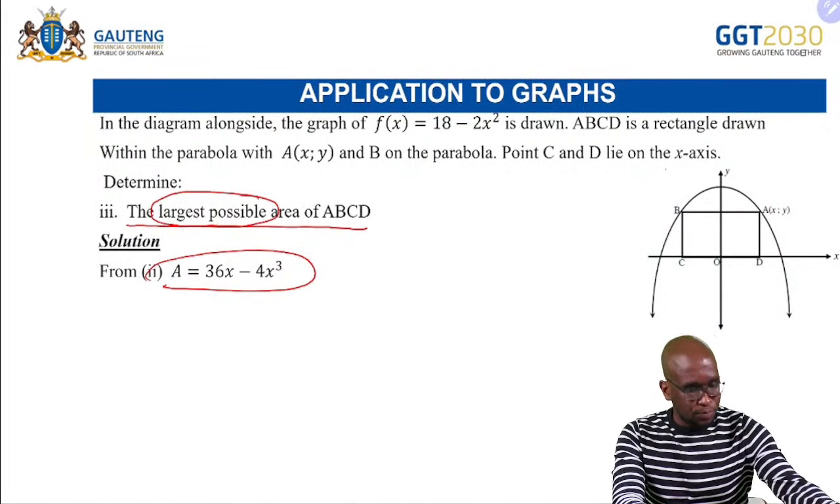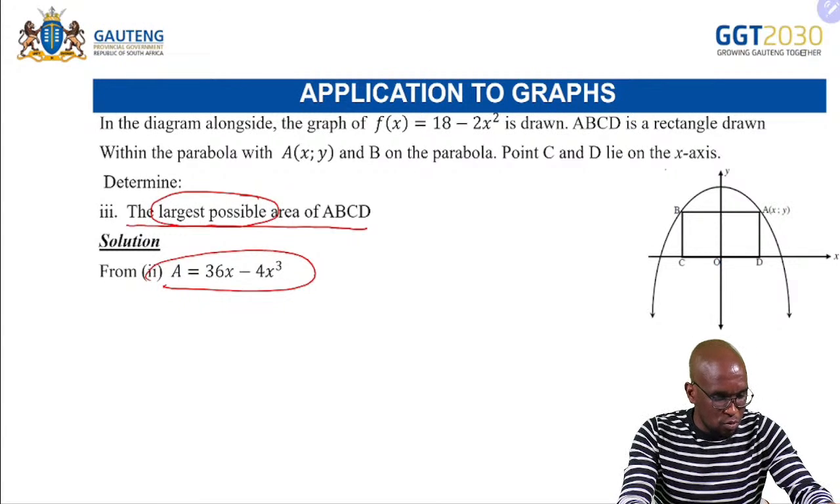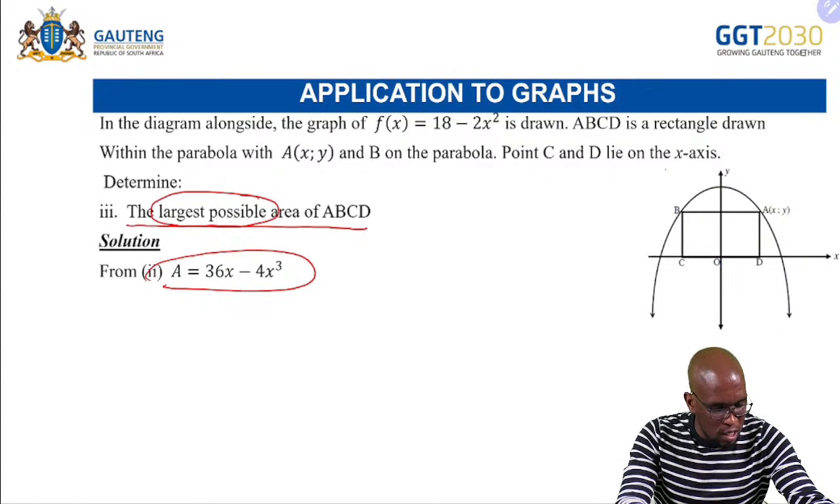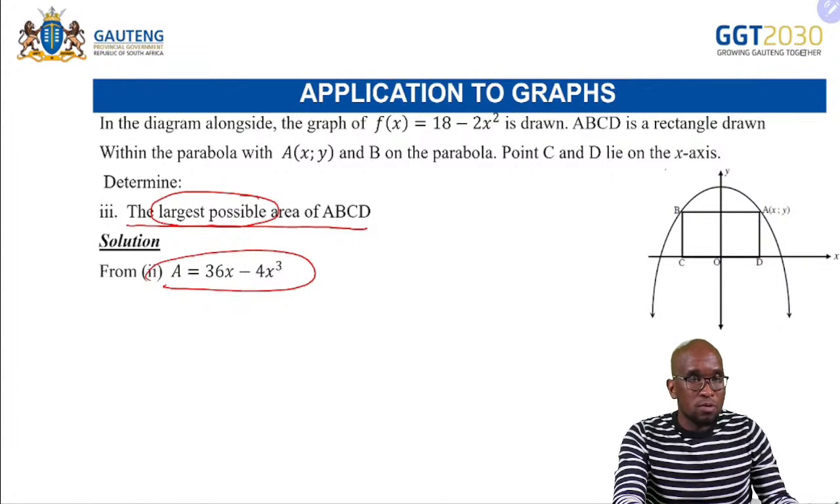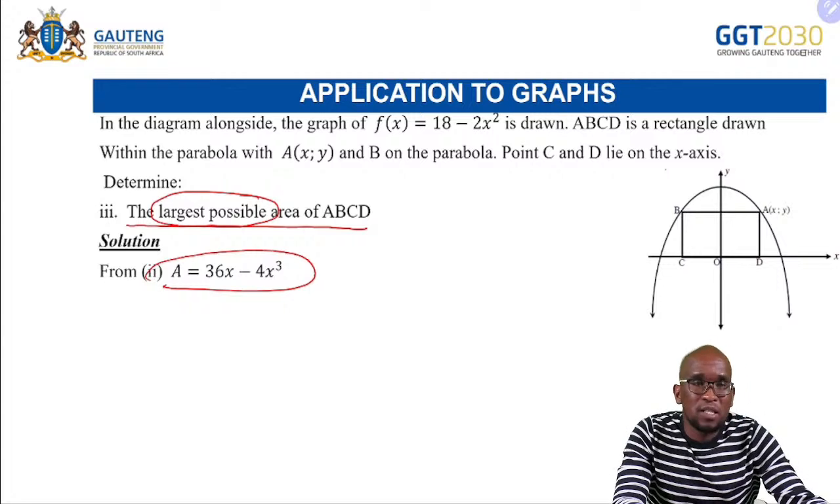Welcome back. Right, I gave you a problem to try out here. I said you need to work out the largest possible area of A, B, C, D. Right, let's go through that together. Remember, largest possible, they are looking for the maximum area.